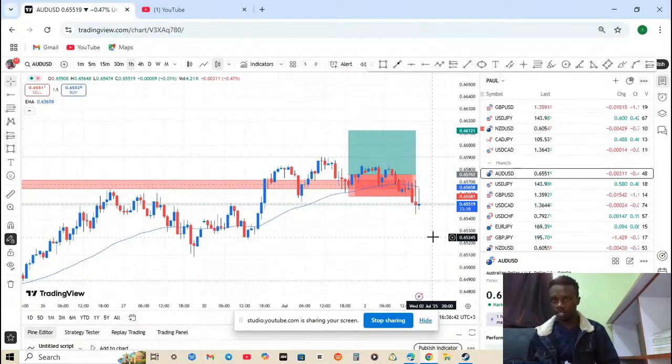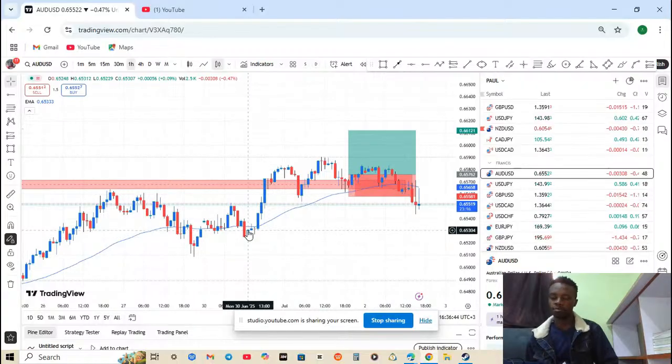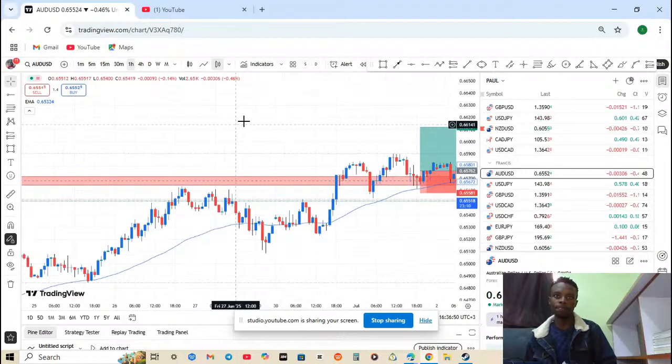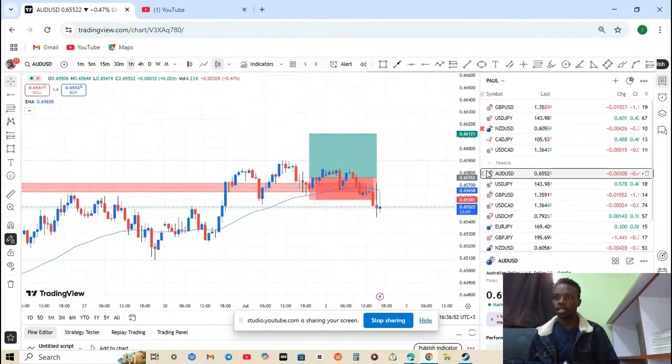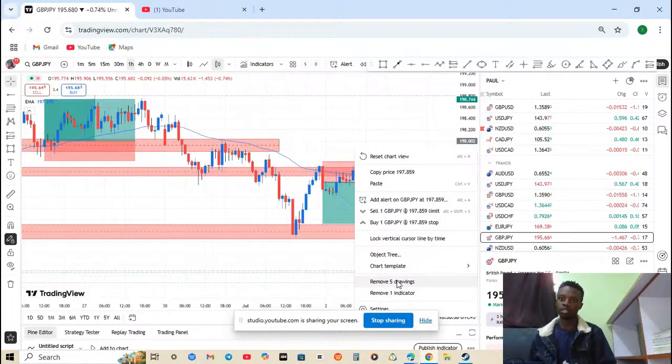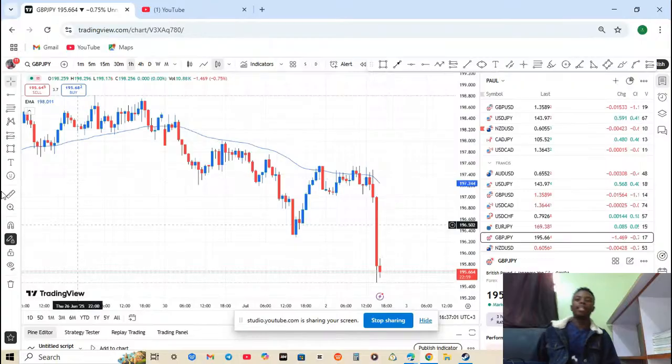Okay, this trade turned out to be a loser, but that's part of the game. Losses are part of the game in Forex. So that was my first trade for today. It turned out to be a loser, but it was fine. So my second trade that I took was GBP JPY, Great Britain pound, Japanese yen.